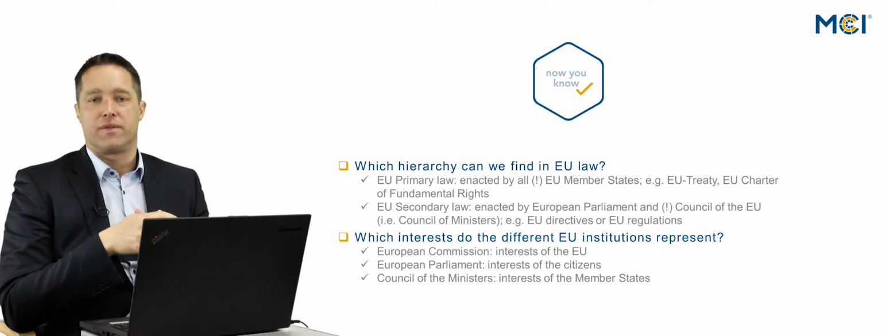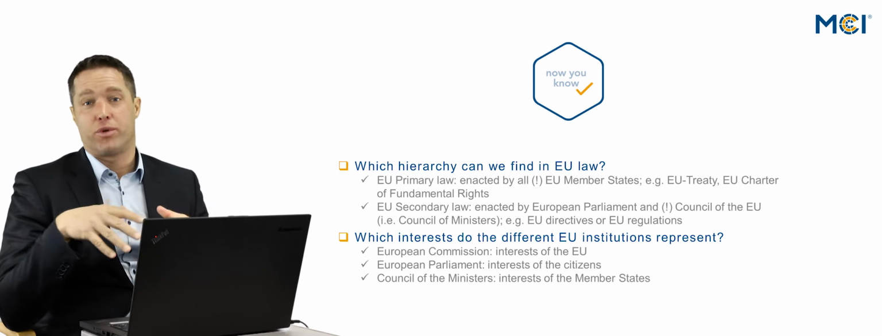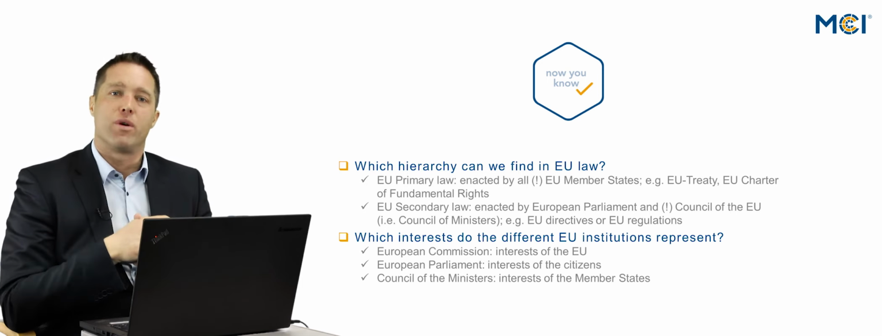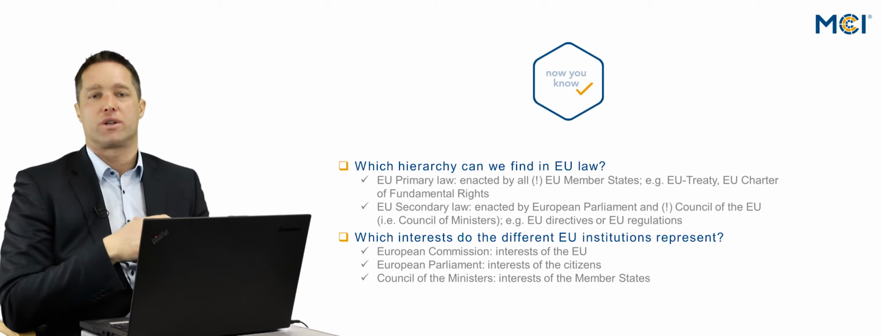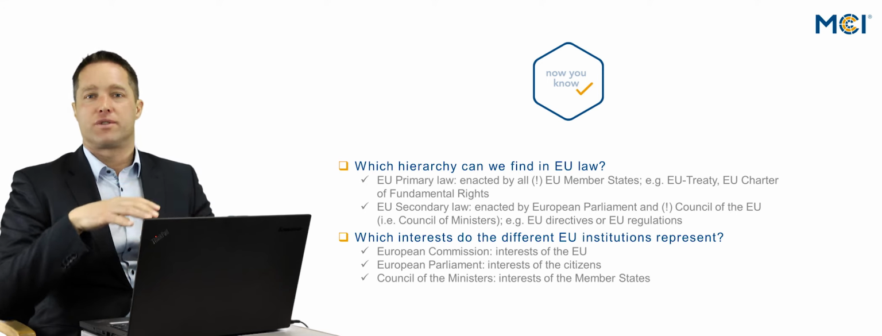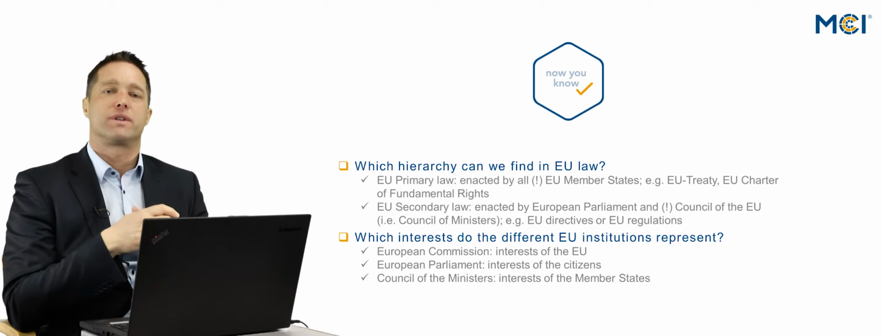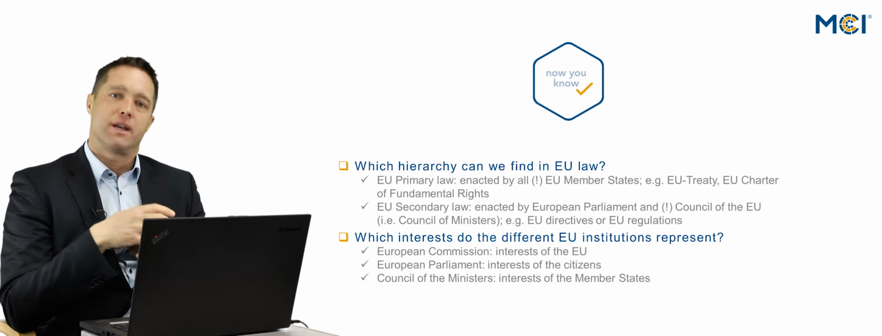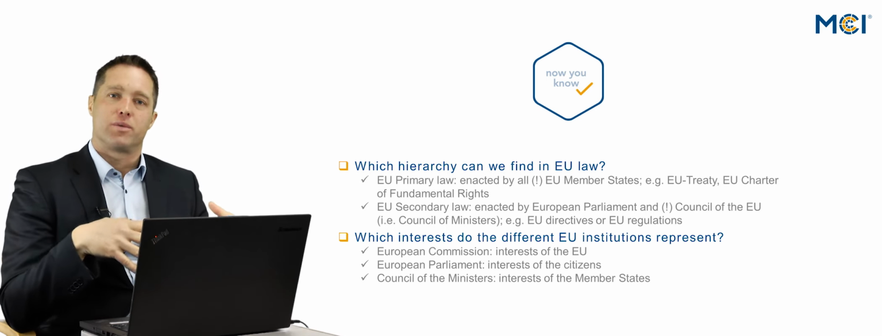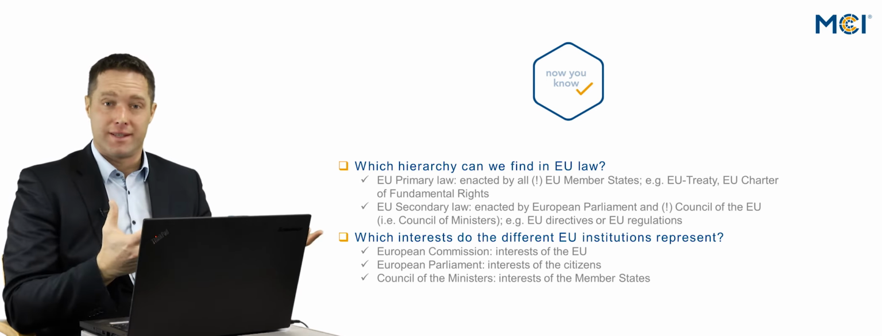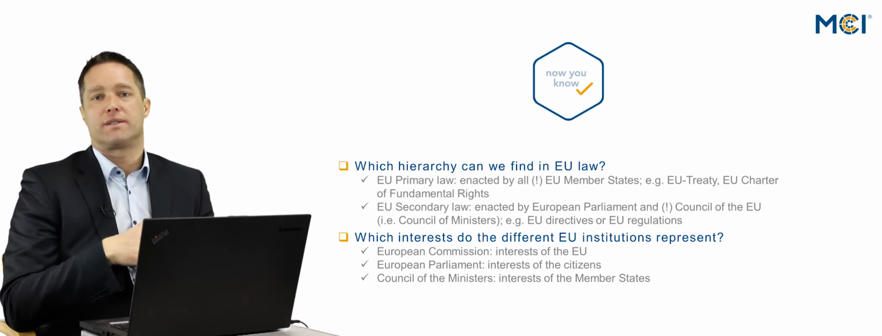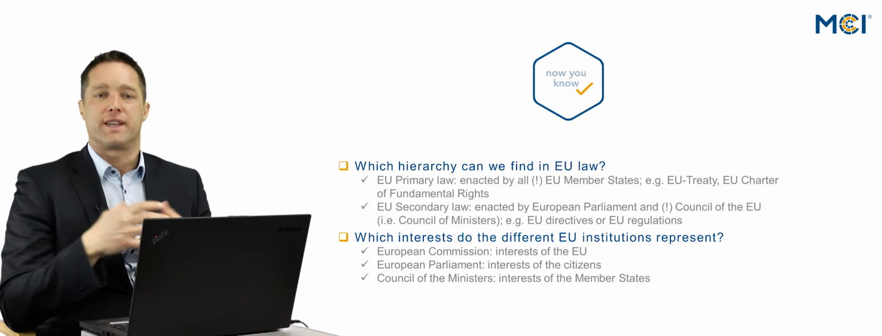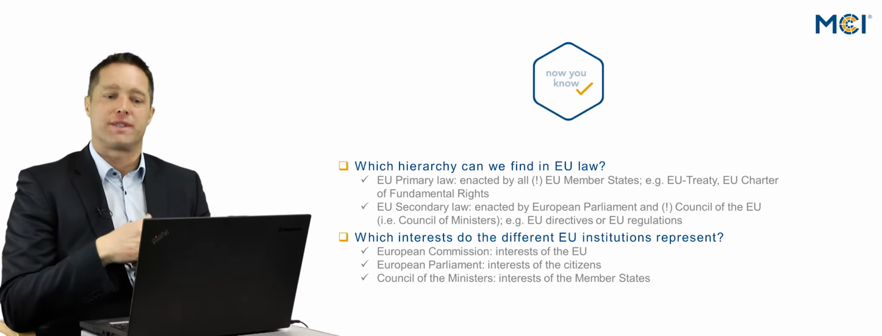Which interest do those different institutions represent? That's very important. So instead of having to learn a lot of details about those institutions, if you know that the European Commission, the EU commissioners, represent the interests of the whole EU, that's very important to understand a lot of current examples. The European Parliament is always acting in the interests of the citizens, because it's also elected by the citizens. And the Council of Ministers, that's one institution representing the interests of the member states.